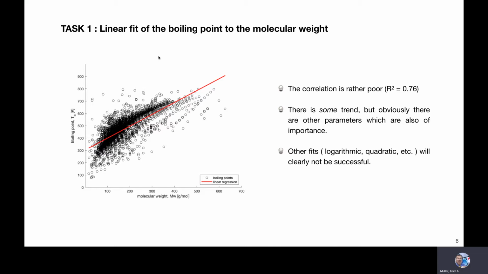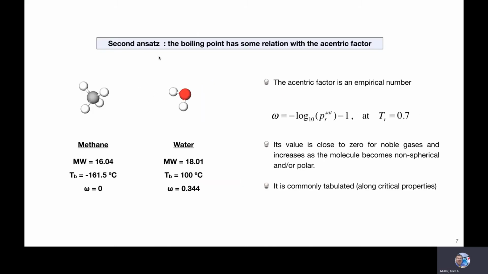So the next step is to think about other properties which could be of interest. And the students are led to think about the eccentric factor as an alternative. The eccentric factor, as you remember, is basically a point in the vapor pressure curve, so it's not surprising that it will have some sort of relationship. But in practice, the eccentric factor does give a measure of the non-ideality of molecules and the deviation from simple ideal noble gas behavior.